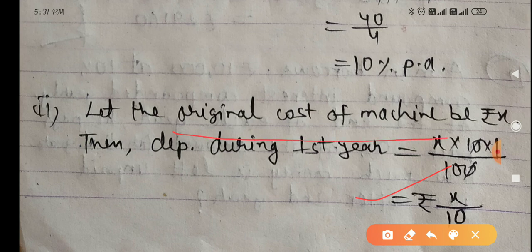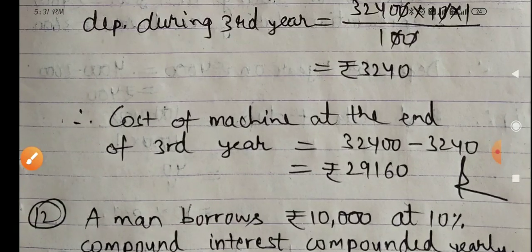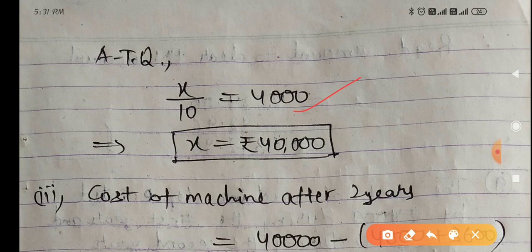Original cost you have taken X, depreciation during first year you are finding X by 10 rupees, but in the question it is given depreciation of first year is 4000 rupees. So according to the question, X by 10 equals 4000 rupees. So X equals 40,000. This is the original cost of machine.